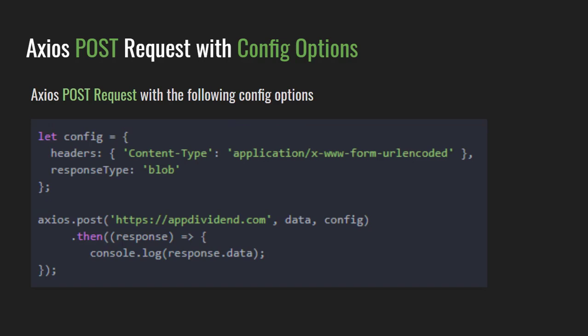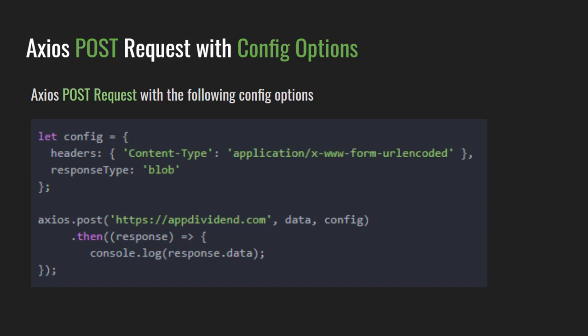A post request with some config options, this is an example here. Now this is a little bit smarter. We actually extracted the config out of the post, so it's cleanly explained here that the config is an object that has headers. The content type is going to be this format, URL encoded. The response type is blob. I gotta look that up, to be honest. I should have some explanation on that.